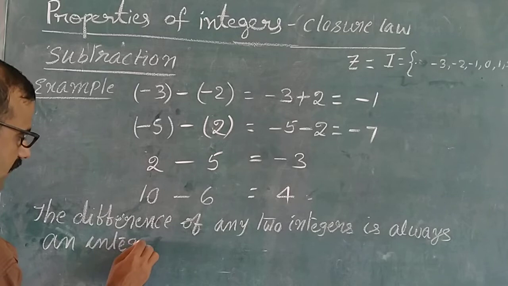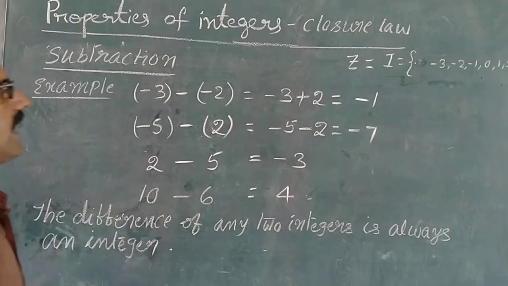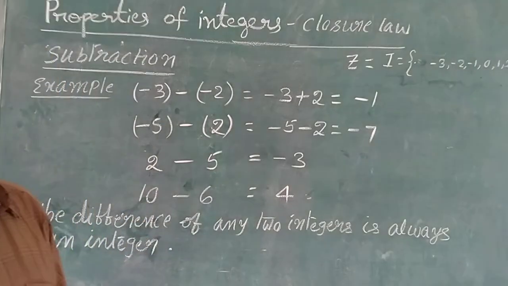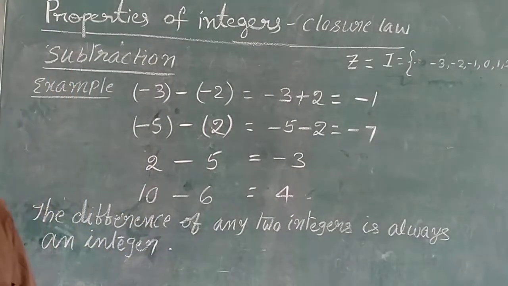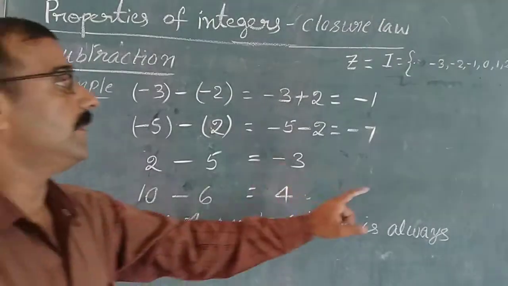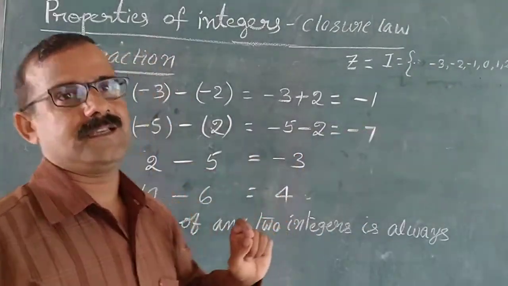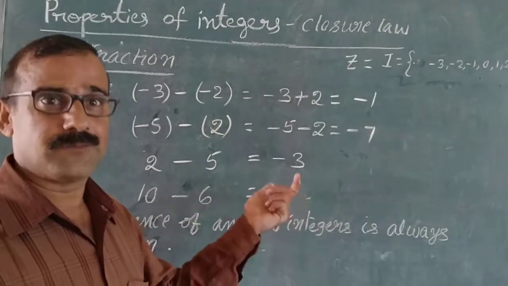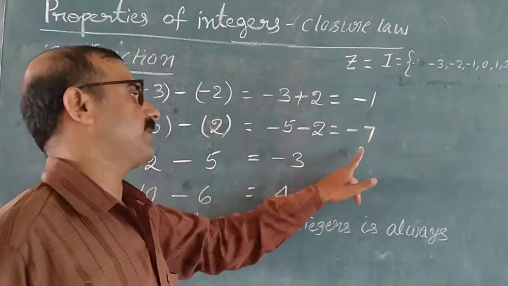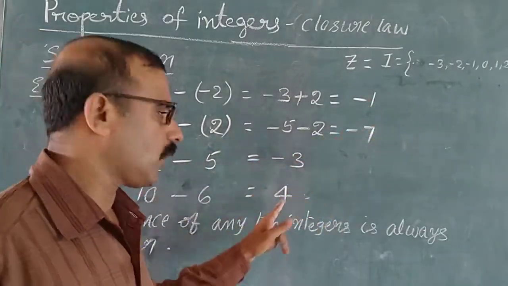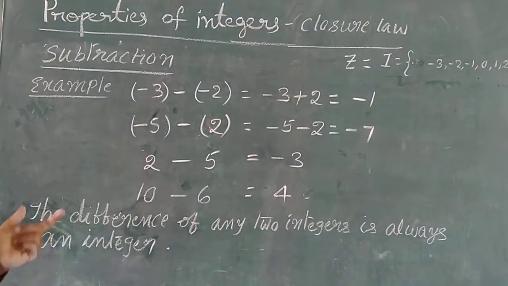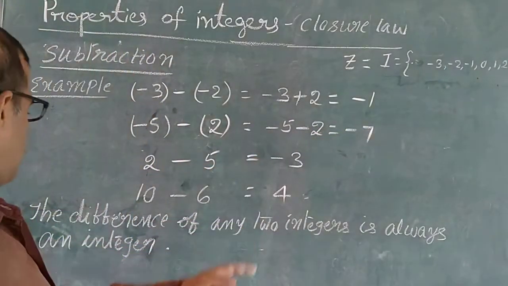So the difference of any two integers is always an integer. If you take any two integers, whether positive or negative, or both are positives or both are negatives, when we subtract, the result is also an element in the set of integers. The resulting number, whatever it may be, -1 or -7 or -3 or 4, is also an element. They are in the set of integers only. So we finally conclude that the difference of any two integers is always an integer.